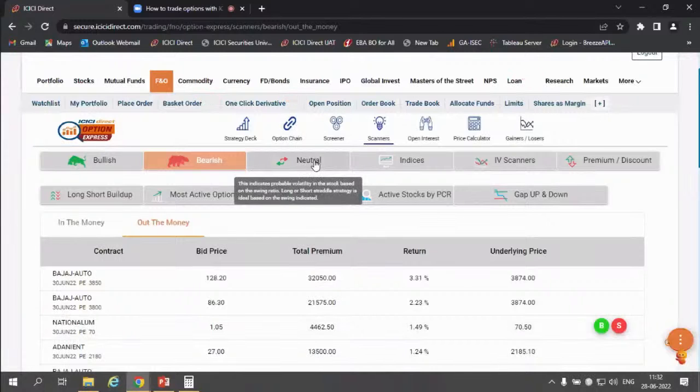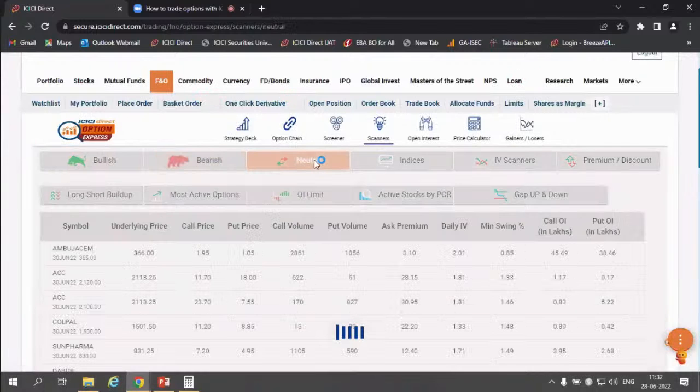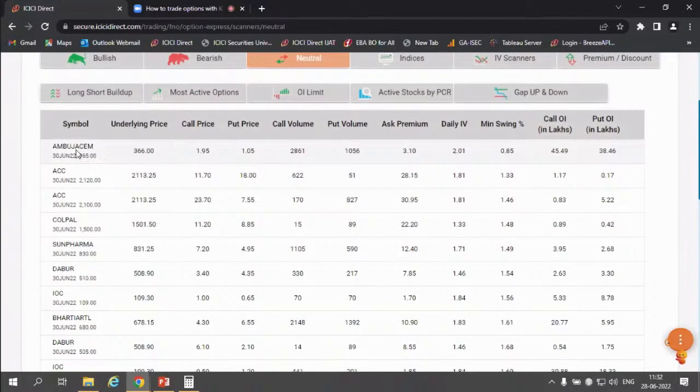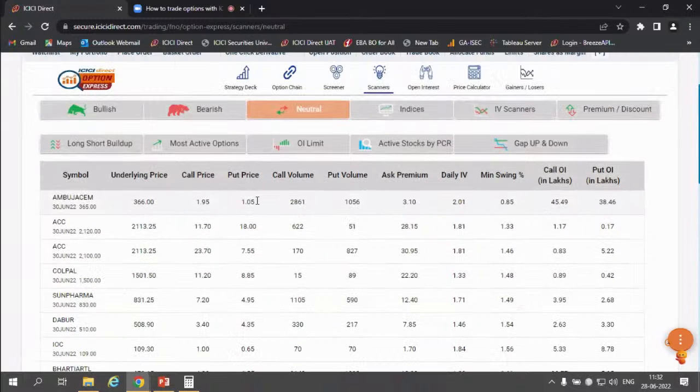Similarly for the neutral strategy, once you bring your mouse over, it indicates probable volatility in the stock market based on the swing ratio. So long straddle and short straddle is what is recommended basically in this case. So what it says is Ambuja Cement, you can see the underlying price, call price and put price is given over here. All you need to do is just go on to call and put price, and you have to create your own strategy, and then you will be able to sell it.